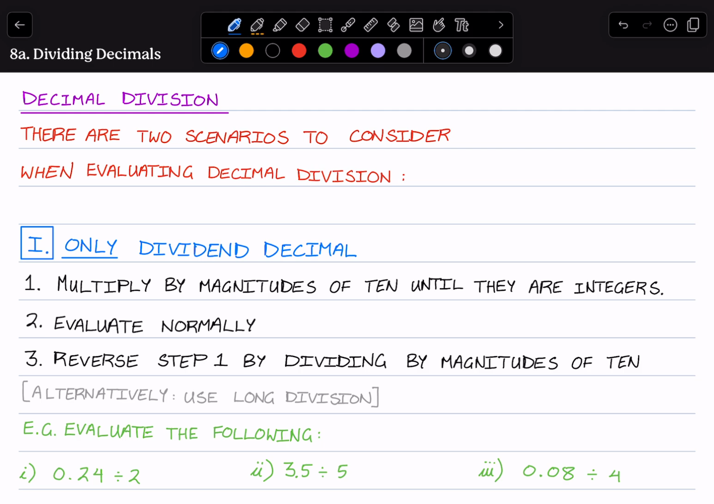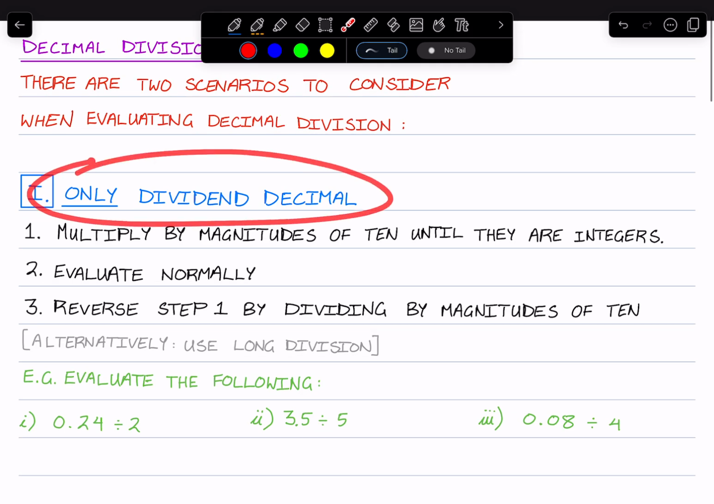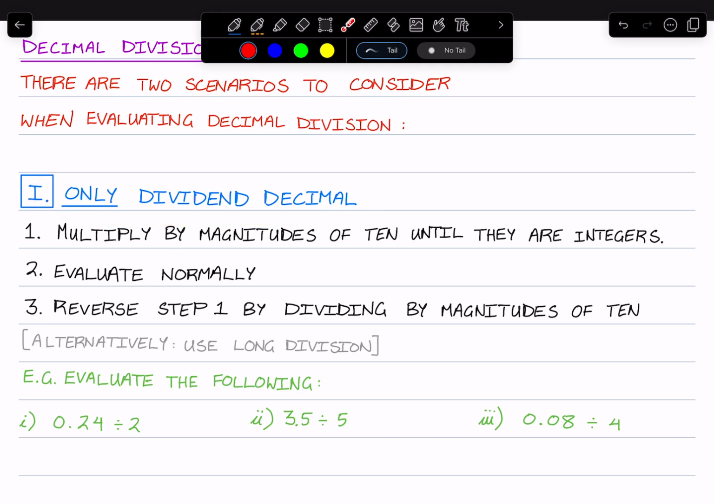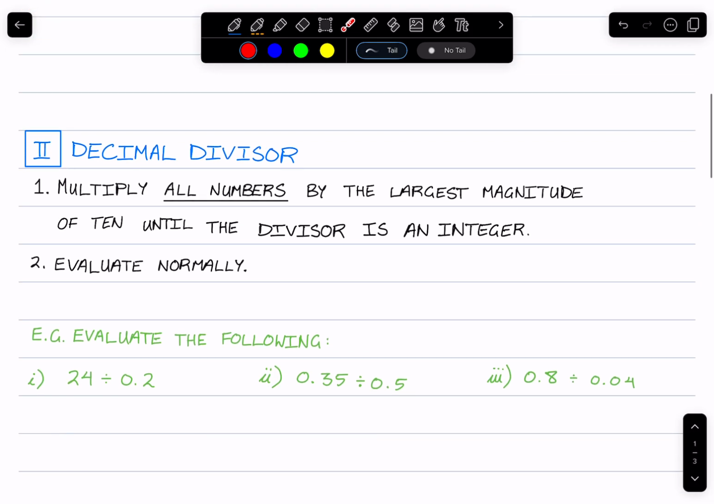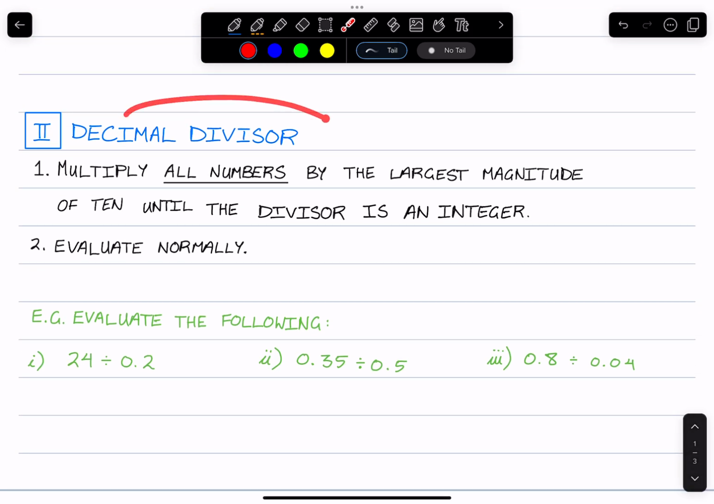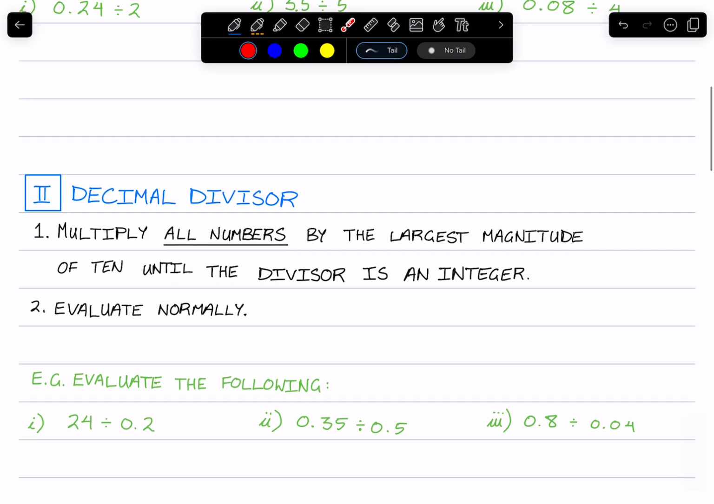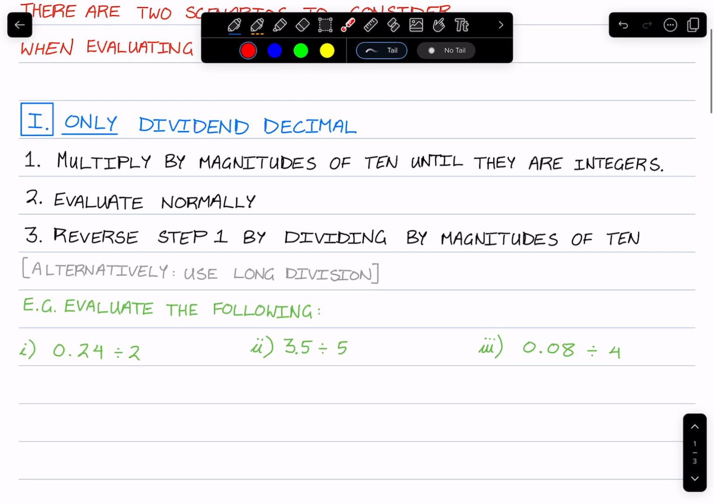So there are two scenarios to consider when evaluating decimal division. The first one is if we have a decimal in the dividend, which is the first number in a division. So that's the first scenario. And the second scenario is if you have a decimal divisor, regardless of whether or not the first number is a decimal as well. Let's take a look at this first scenario.